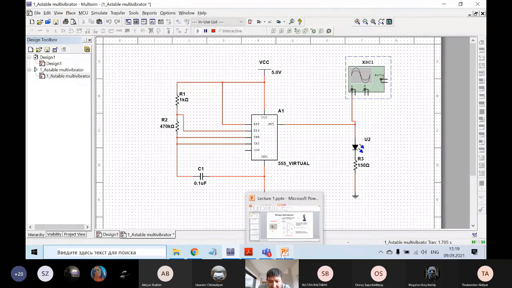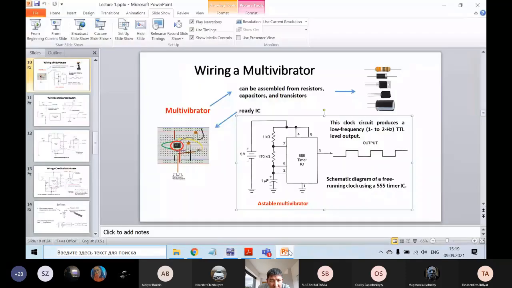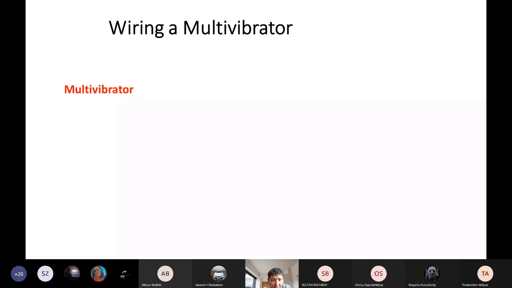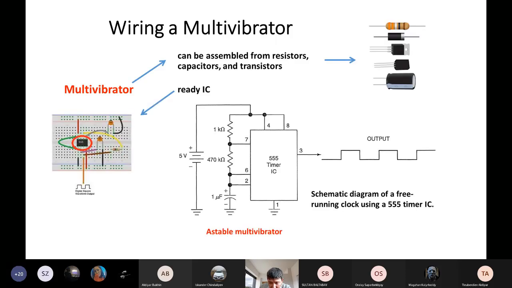Okay, so let's come back to our lecture. If you have a capacitor of 1 microfarad here, your frequency will be 1 to 2 hertz. But by decreasing this capacitor or by decreasing the value of the resistor, you can change it. You will test it in the lab and we'll see the dynamics, what will happen.